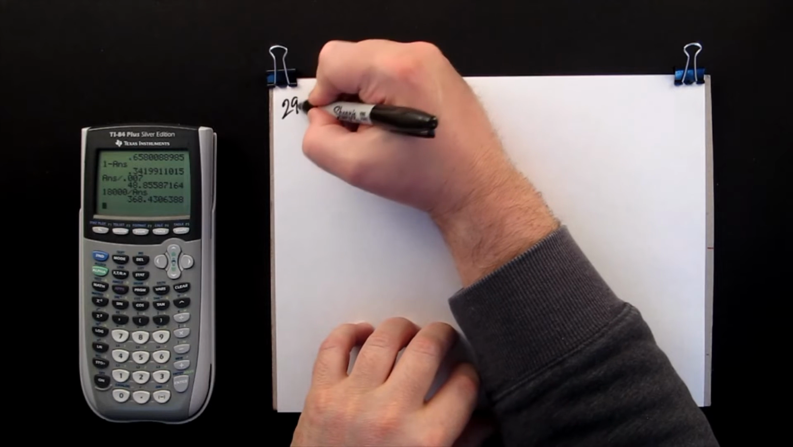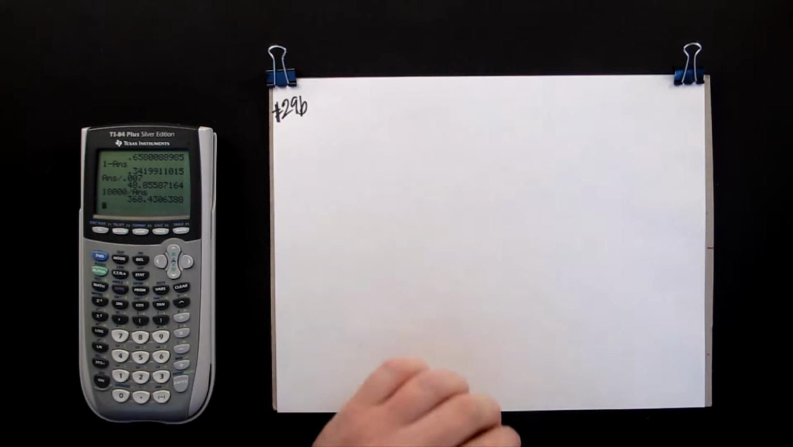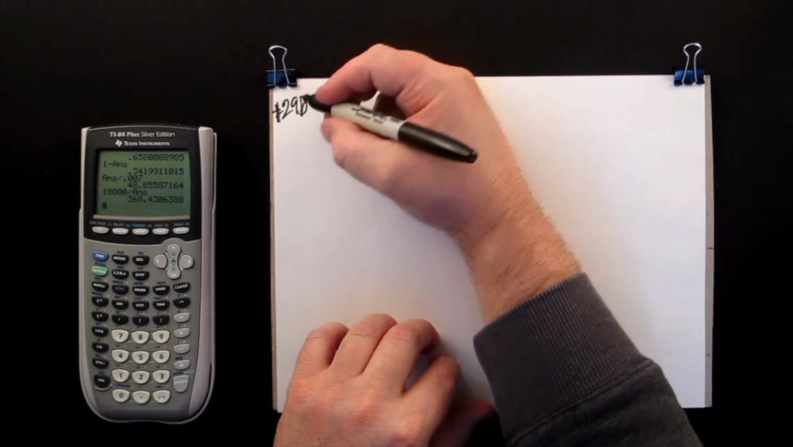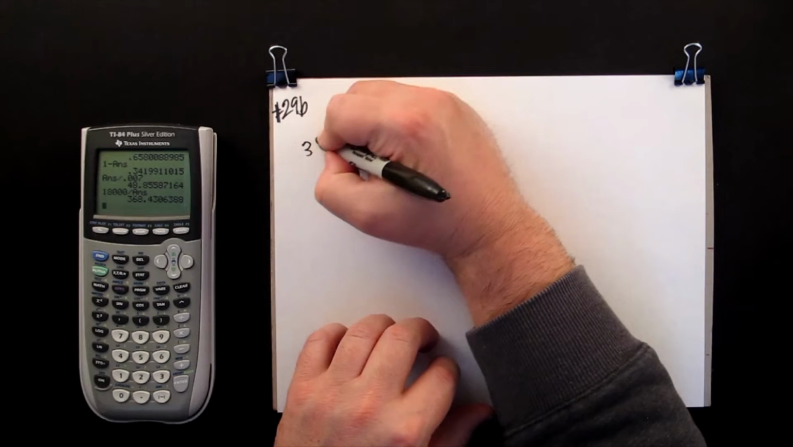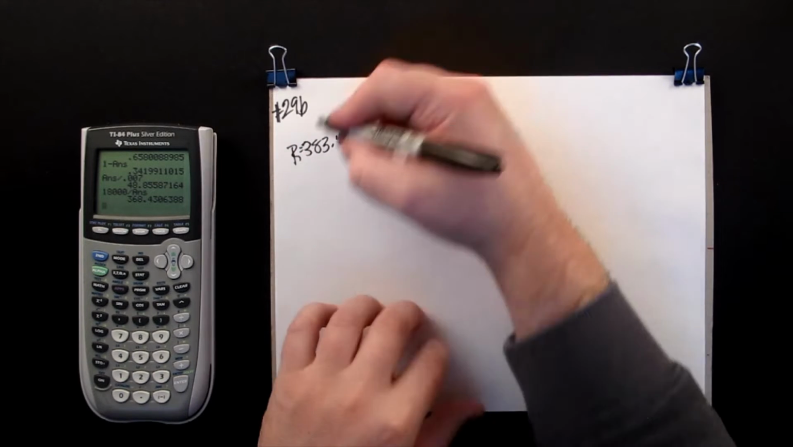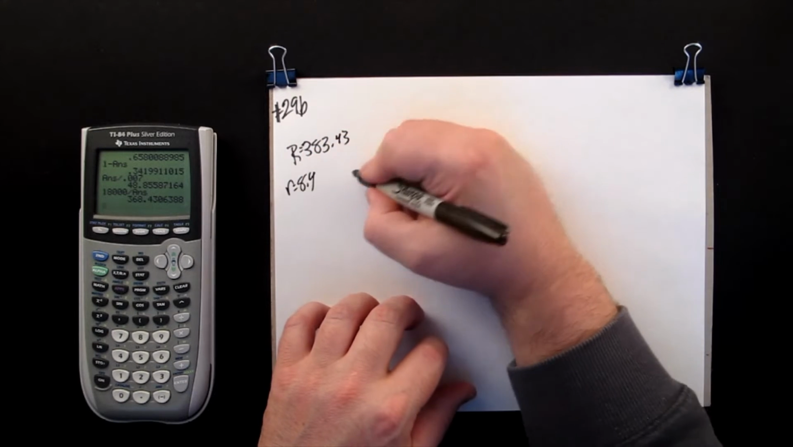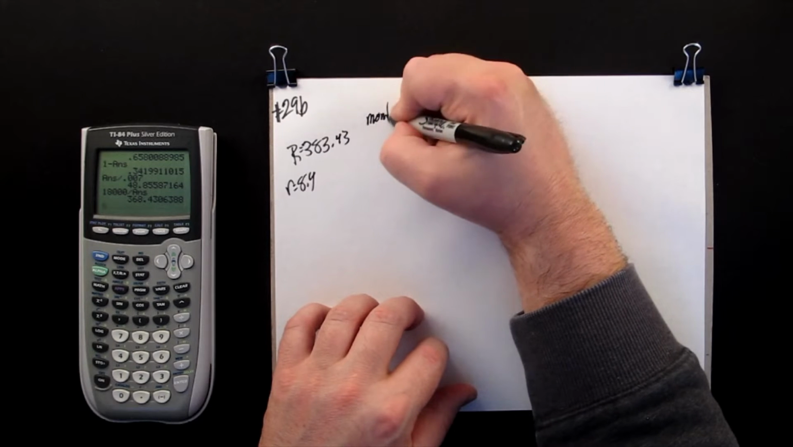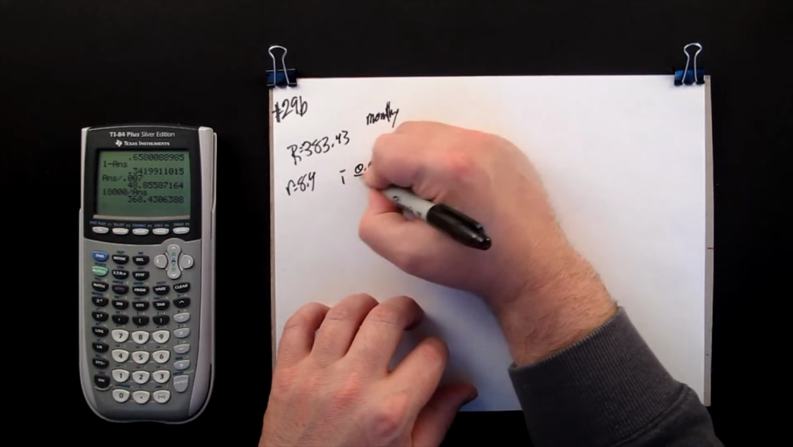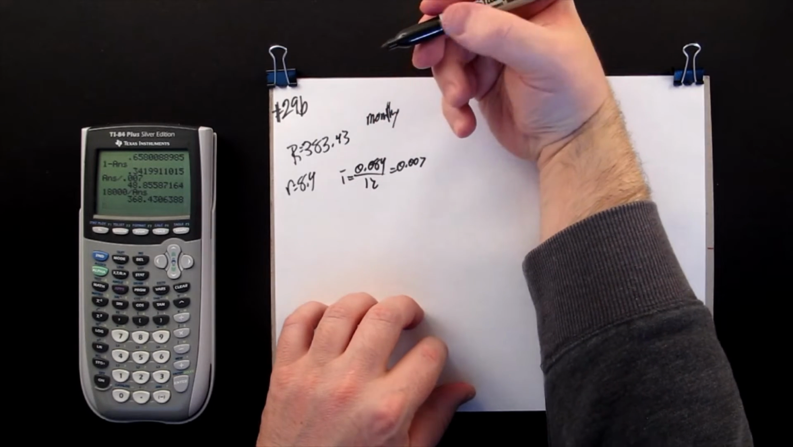So 29B. How many payments, including the extra $15, does she make? So the payment from the prior one was $383.43. The interest rate, again, was 8.4, and again, this is monthly compounding, so 0.084 divided by 12, 0.007, and the car cost was $18,000.